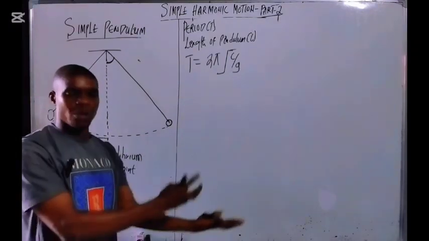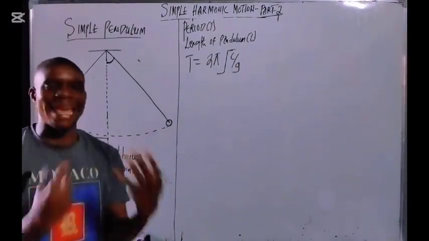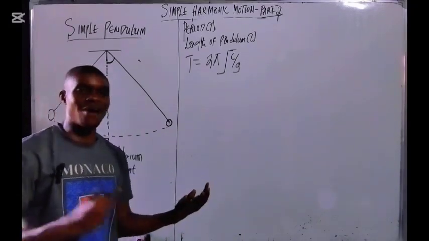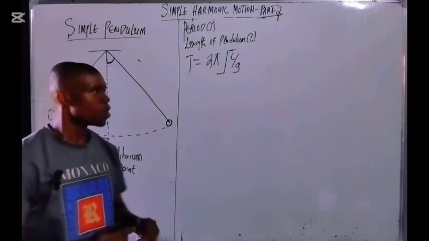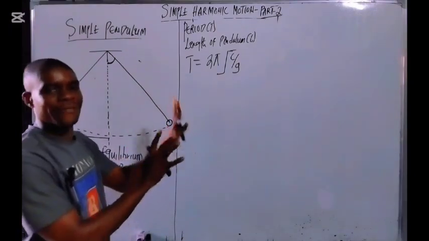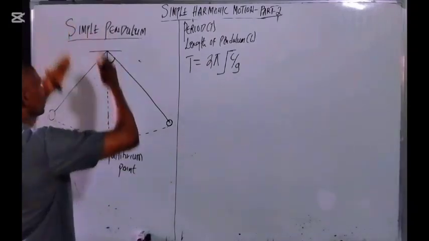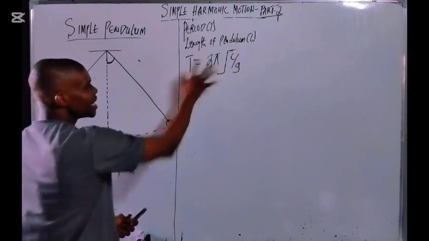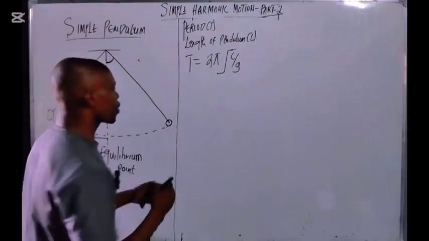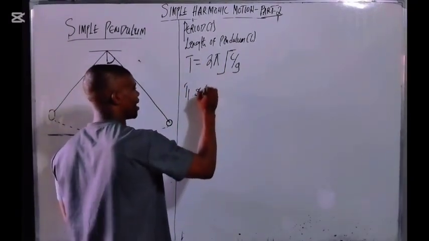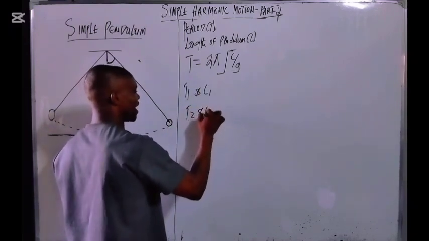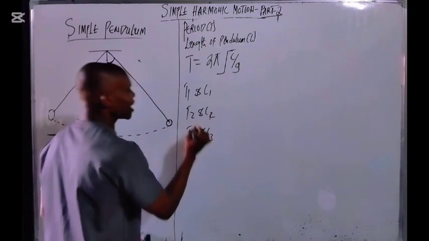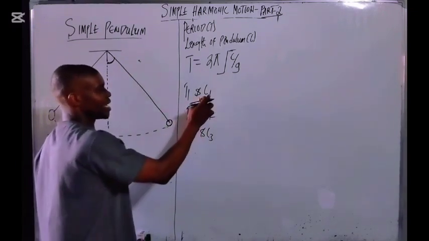Do you understand? So you can have L1, you can have L2. If you have L1, then you have T1. If you have L2, you have T2. If you have L3, you have T3. Do you understand? So that is why you can have a different period with different lengths, if you are using the same simple pendulum in the same location. Now, there's what I want us to do here. Because you can have T1 and L1, T2 and L2, T3 and L3, what actually determines T1, T2, and T3 is L1, L2, and L3.